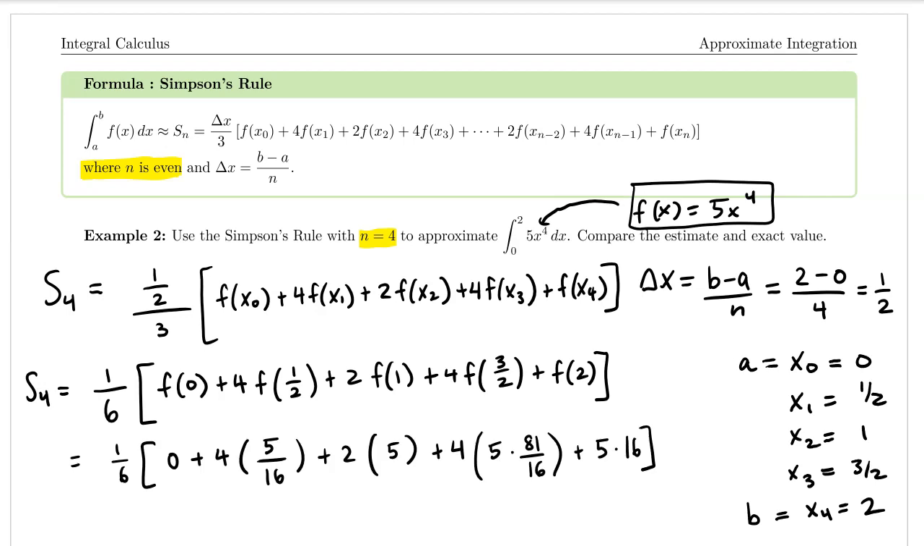Okay, so I went ahead and plugged those values into my function. Hopefully I did my arithmetic correctly. And let's go ahead and simplify this. If we simplify it all down, it should come out to be 385 over 12.